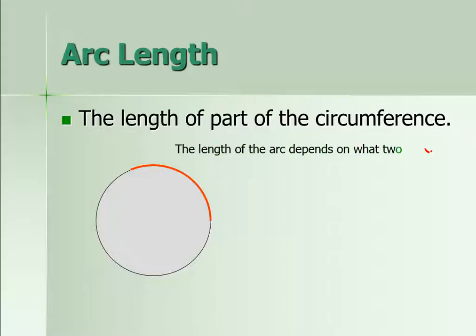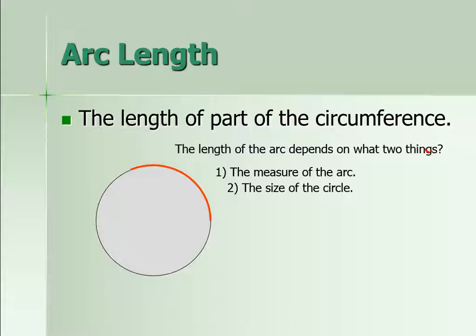Okay, the length of the arc depends on what? Two things. What do you think it depends on? How would I make the length of this arc longer or shorter? I could change the size of the circle, and I could change the number of degrees that that arc was. So the measure of the arc, meaning the degree.